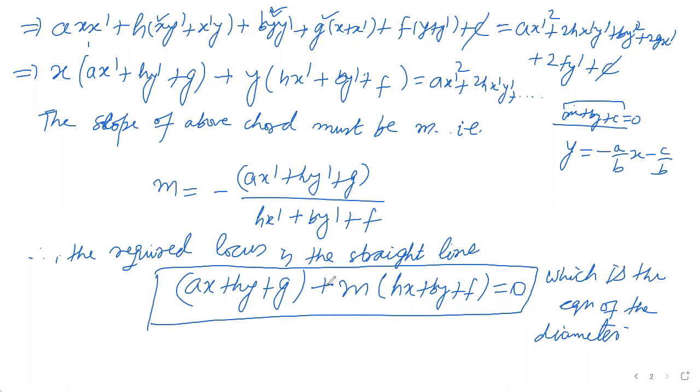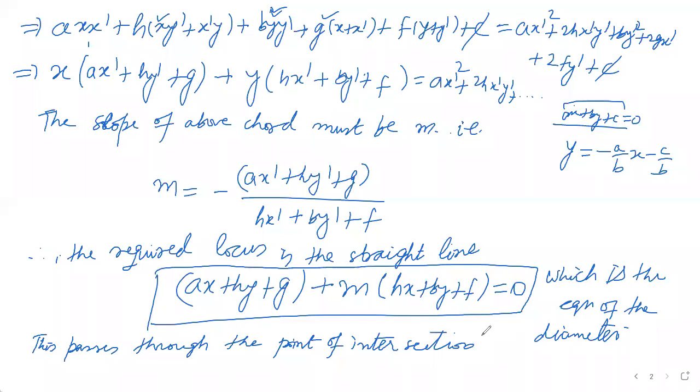तो इफ यू सी हियर ये किस तरीके से लिखी हुई है? ax plus hy plus g plus m times (hx plus by plus f) है ना, इस फॉर्म में लिखा हुआ है. इसका मतलब क्या हुआ कि दिस पासेस थ्रू द point of intersection of the lines.